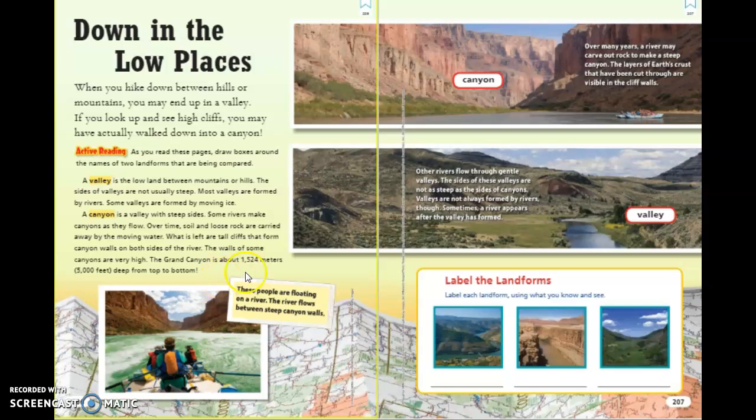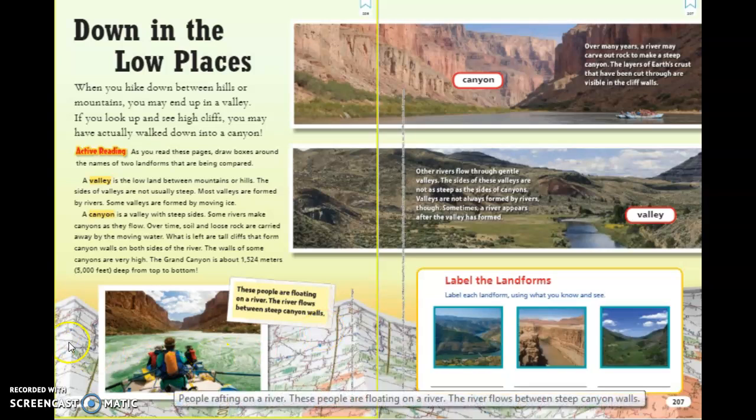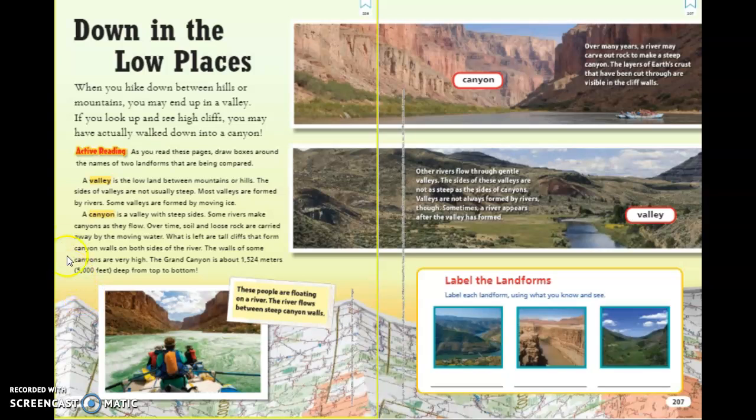These people are floating on a river. The river flows between steep canyon walls. Now from that reading, if you haven't found the 2 landforms that are being compared, I want you to pause the video and put a box around the 2 landforms.